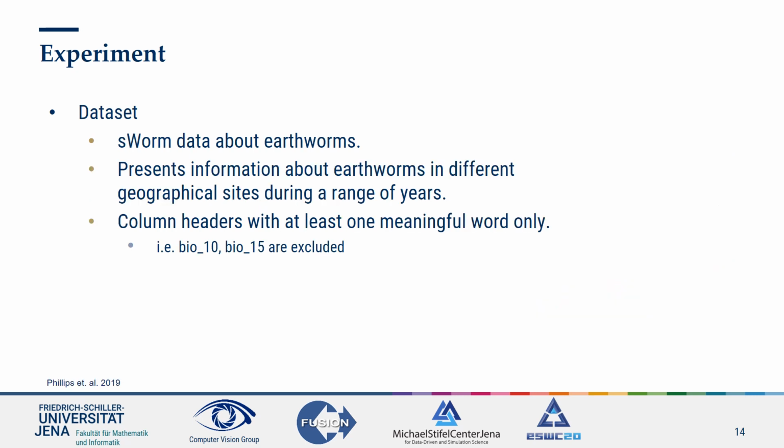The SWORM dataset is used in our experiments, such that this dataset is about earthworms in different geographical sites in a range of years. We have included the headers with at least one meaningful word. For example, bio_10 and bio_15 are excluded. At the end, we have 38 headers in total.